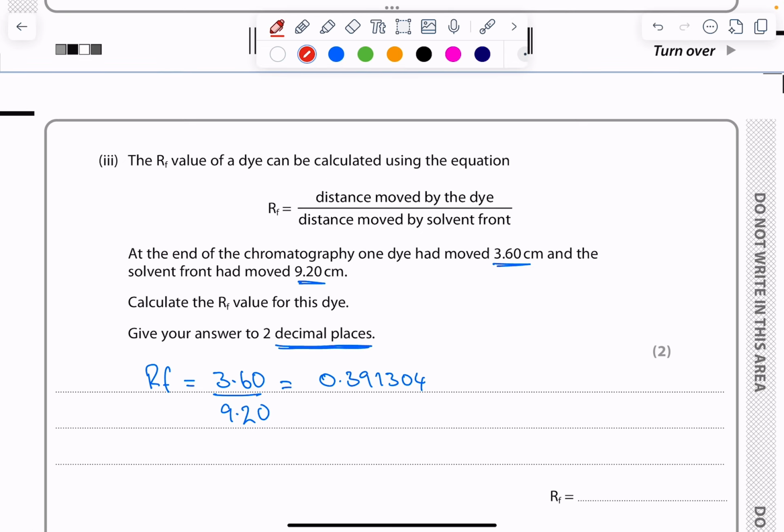Be careful, because here it wants it to 2 decimal places. So what you'd have to do is you look at 1, 2, and 3. Number 3 is a 1, so that's going to become 0.39 to 2 decimal places as your final answer. Okay. In terms of marks, they give you a mark for doing this bit right, and then a mark for giving that in the right format. Okay, next one.